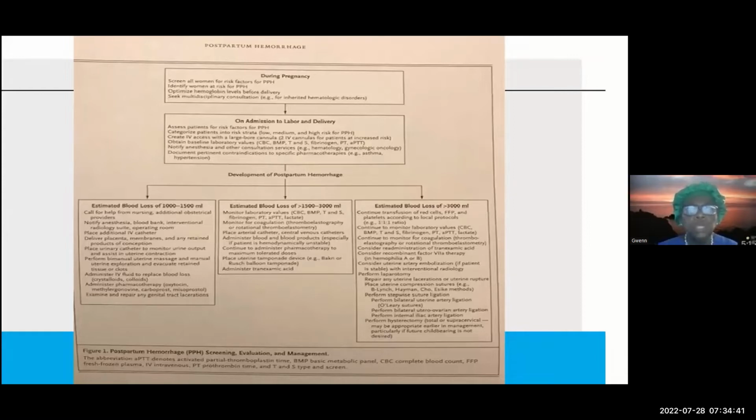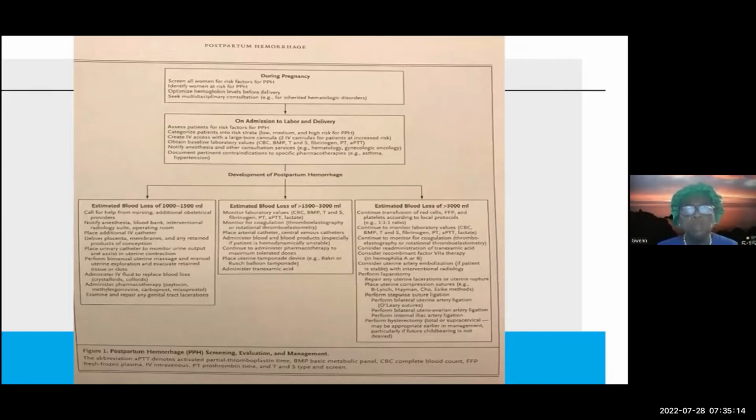So on admission, we're always going to be assessing these patients for postpartum hemorrhage risk factors. Then we categorize these patients in terms of strata, whether they're high, low, or medium risk. We should always have an IV on board, and we put in 2 large IVs for patients who are at increased risk. You may not run the IVs, but you may just have them there.